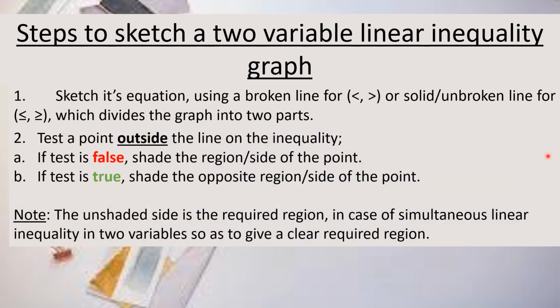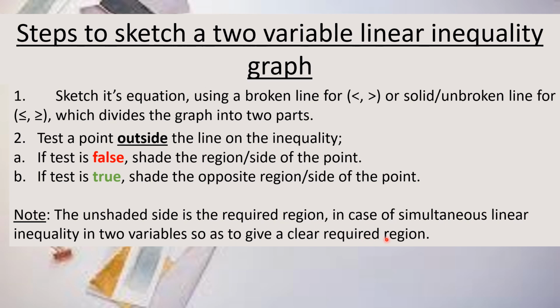The second step is to test a point outside the line. We pick a point outside the line of the inequality and test it. If the test comes out false, we shade the region or side of the point. Please observe that the line has already divided our graph into two parts. So wherever the point is, if the test comes out false, we shade the region of the point. But if it comes out true, we shade the opposite side of the point. Note, the unshaded side is the required region.